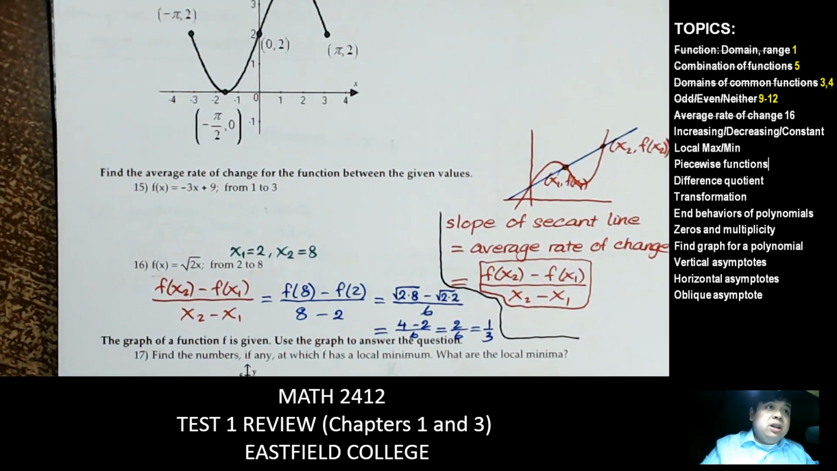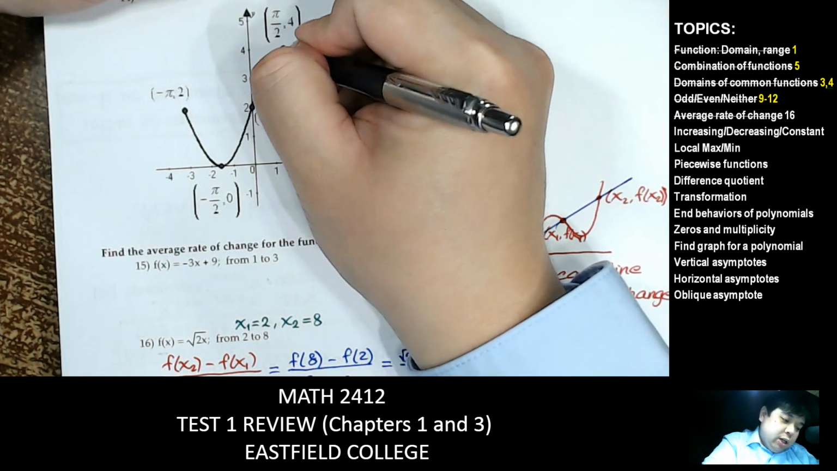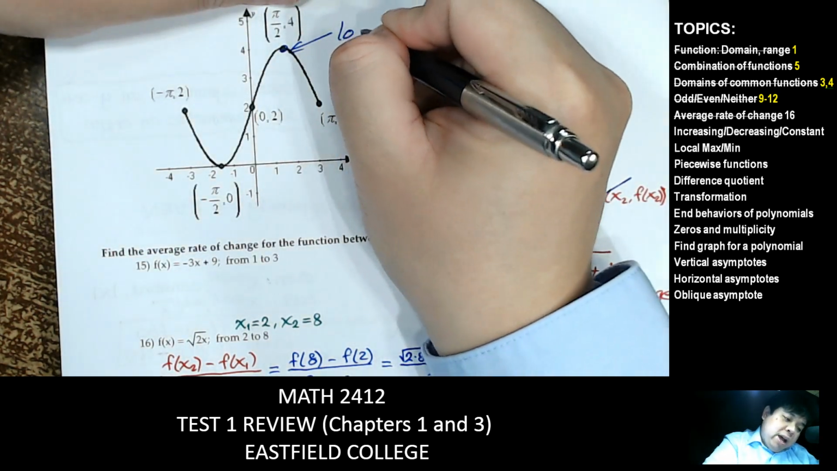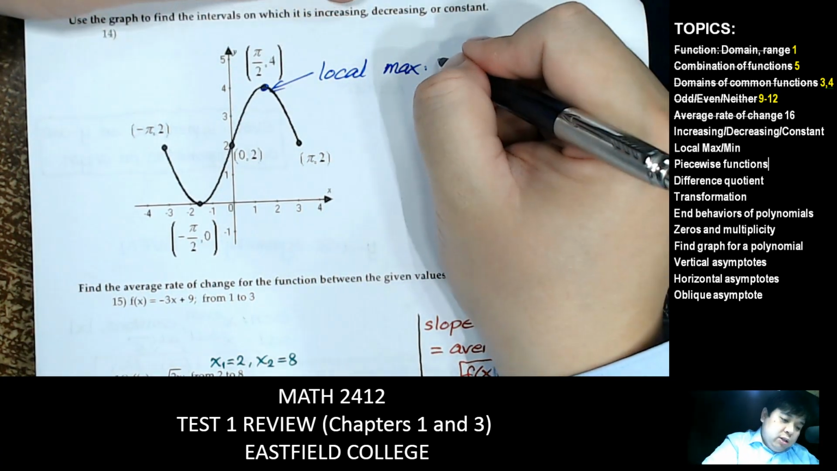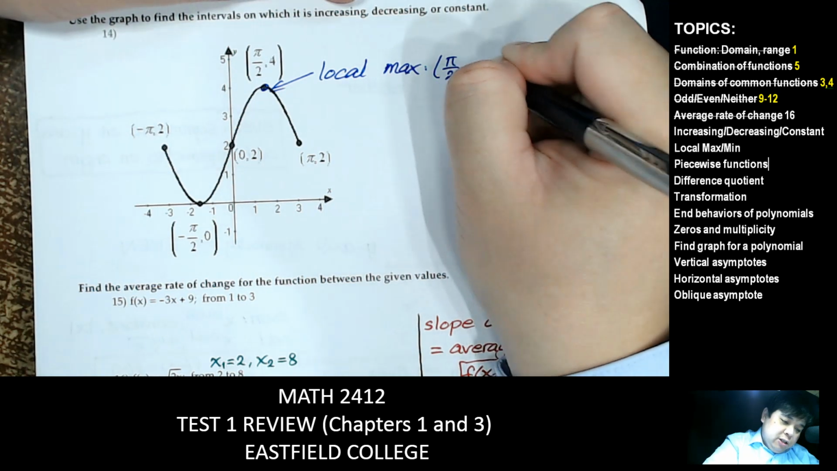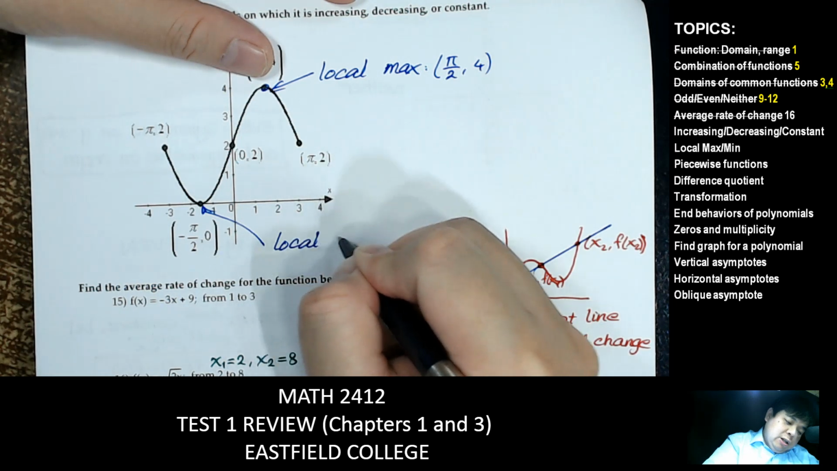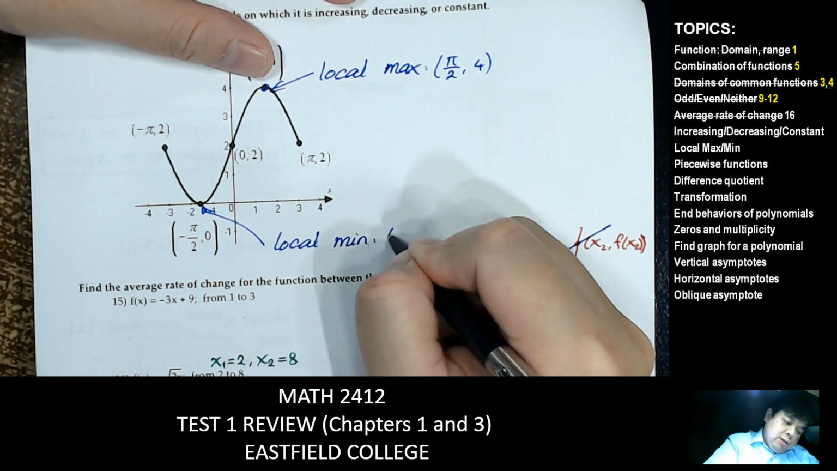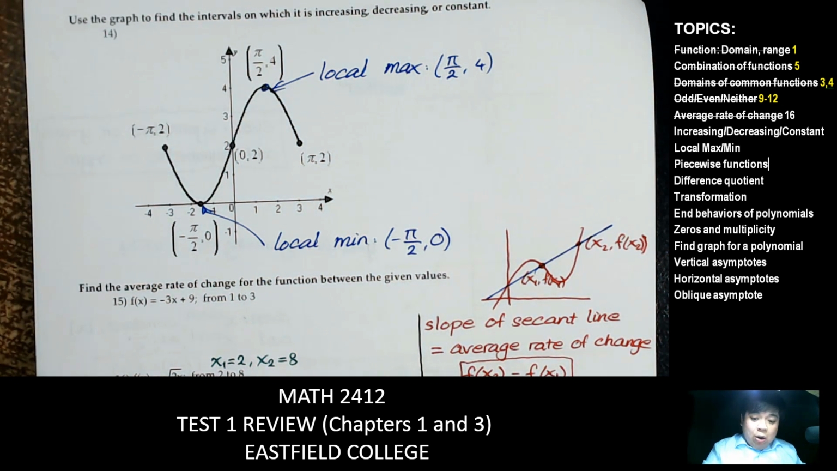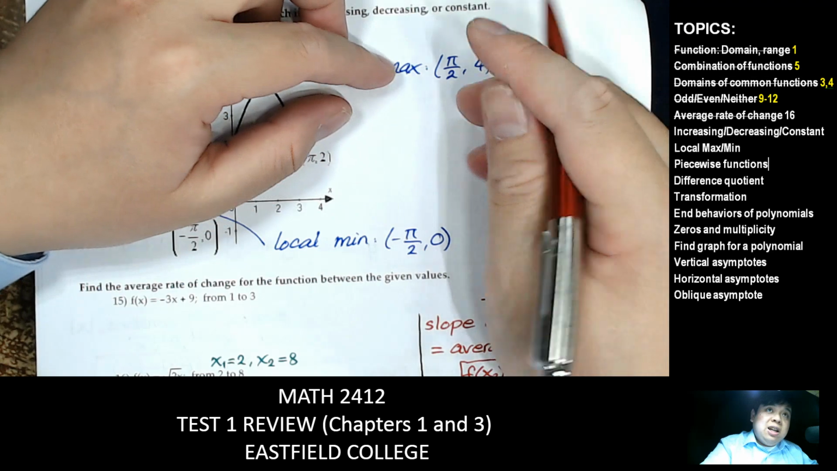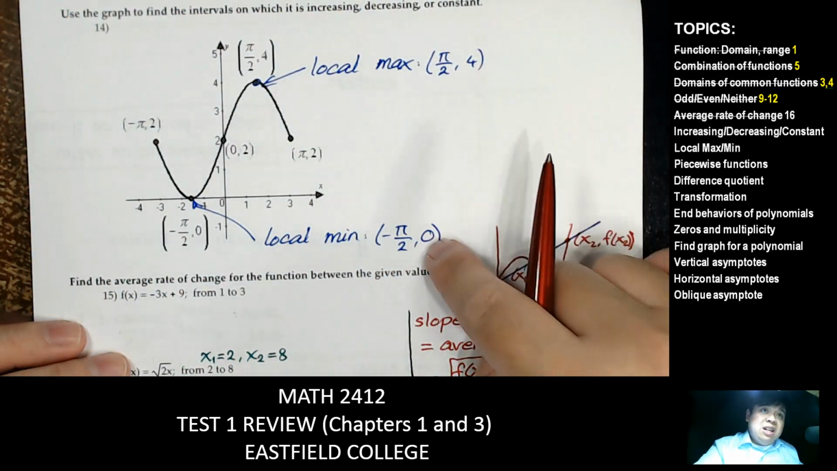Local max and local min, that's pretty straightforward. All we need to do is write out the point. So that is a local max. It is easier to just write out the point. That is the local min. And notice that unlike the previous example where we talked about an interval, those are points. So of course, this is not an interval. It is a point, and it is a point.